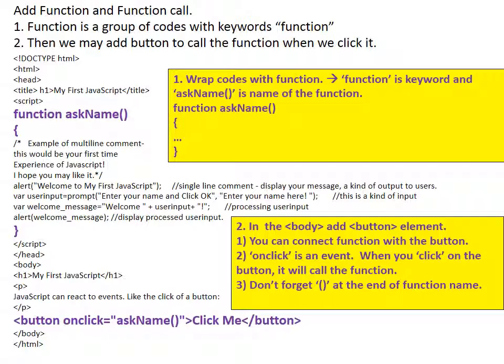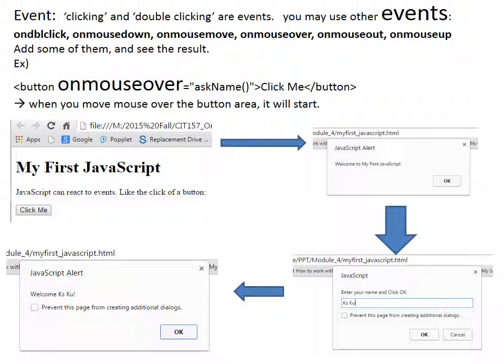Here, function askName is a function declaration. Then, onClick askName is a function call. Clicking and double-clicking are events. You may use other events like mouse down, mouse move, mouse over, and so on.